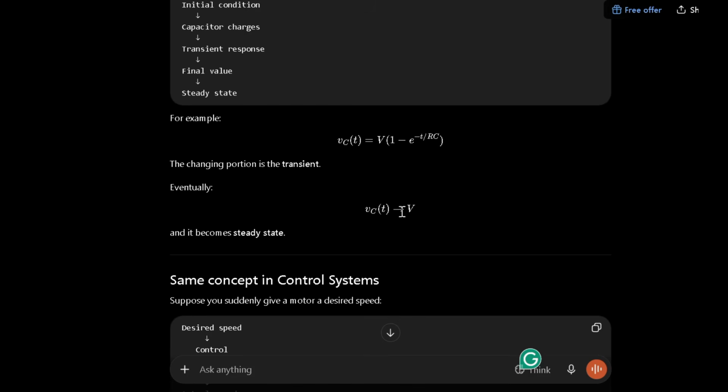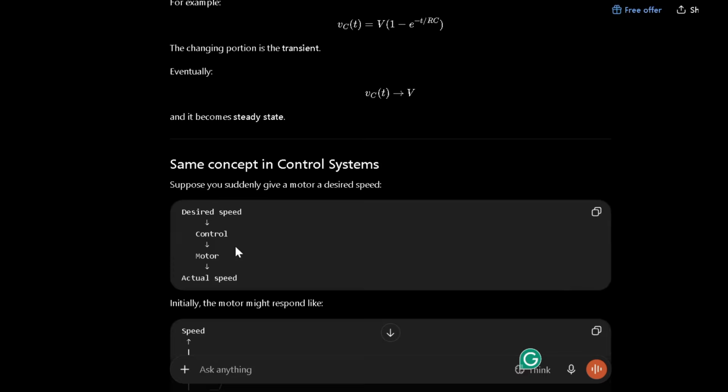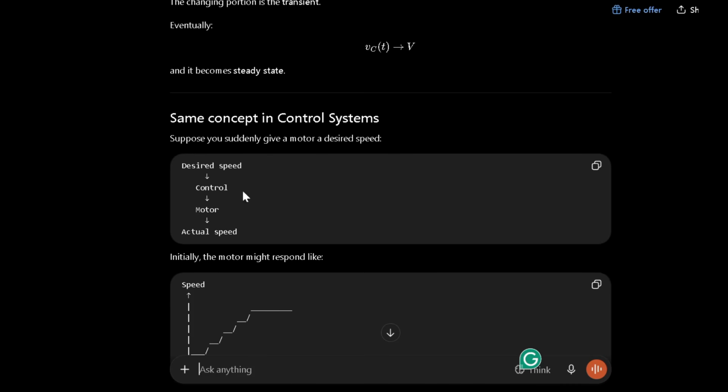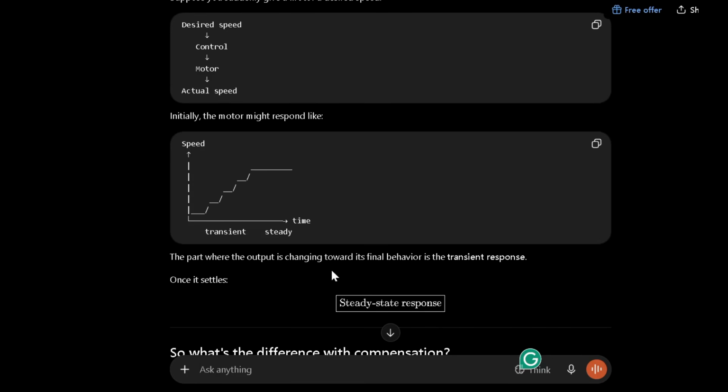The same concept applies in a control system. Suppose you suddenly give a motor a desired speed. The desired speed controls the motor's actual speed. Initially, the motor might respond in a transient state, then steady state. The path where the output is changing toward its final behavior is the transient response. Once it steadies, that is the steady state response.